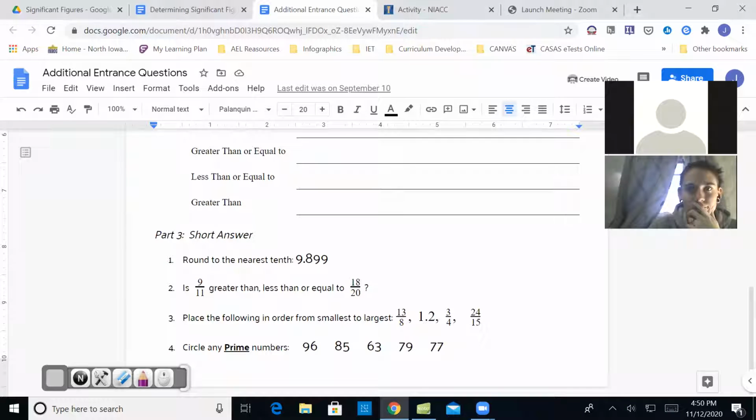Then this last part, we get to do a little bit of rounding. We're going to round to the nearest tenth. So we're going to round to the 8, but we always have to look behind. 9 is greater than 5, so this becomes 9. We need to figure out if 9/11 is greater than, less than, or equal to 18/20.